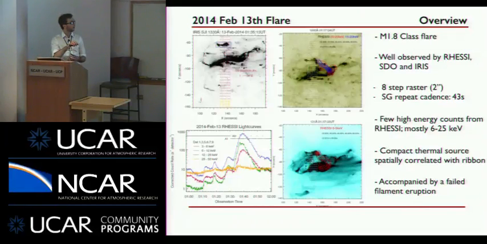So if we did some imaging of this, the non-thermal sources weren't really associated with the ribbon structure, but some thermal sources were. So this is 6 to 9 keV, and you had these really nice thermal compact sources. So it seems to be a very thermal event. Also, I should say, this is an 8-step raster program, stepping 2 arcseconds per exposure. This gave us a repeat cadence in each position of about 43 seconds.